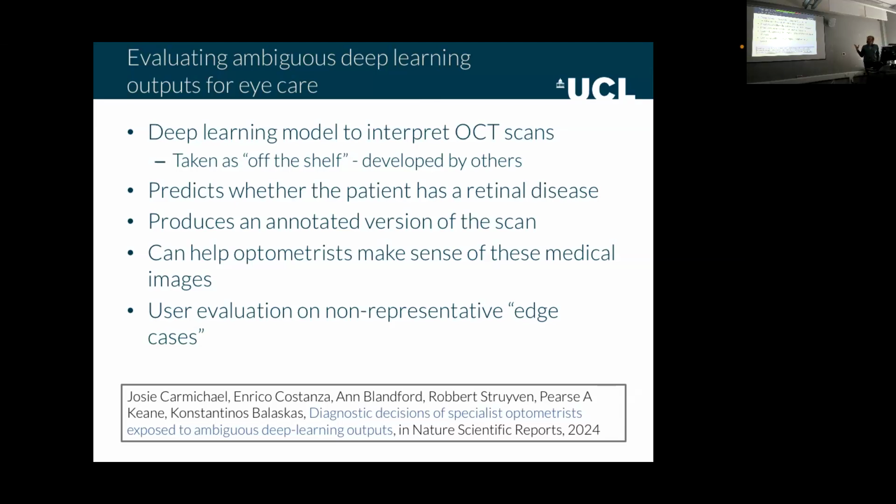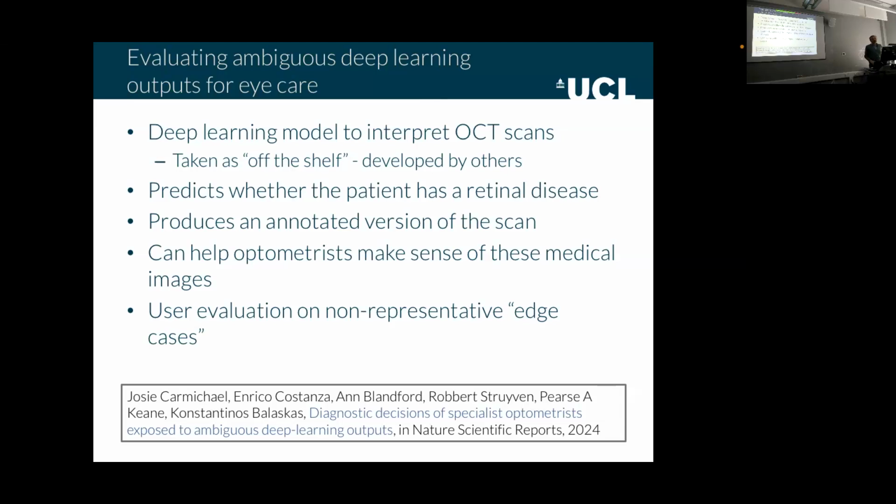Who are the users of this system? It's optometrists. Optometrists are primary care health professionals who essentially work in the shop where you go and buy prescription glasses. They are trained to do an eye examination and prescribe you the glasses. But if they find anything more serious with your eyes, they will refer you to an ophthalmologist, possibly in a hospital.